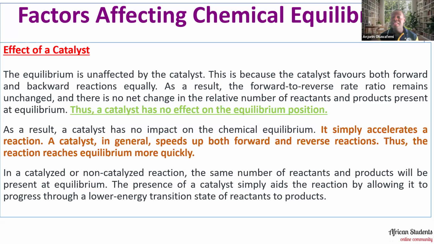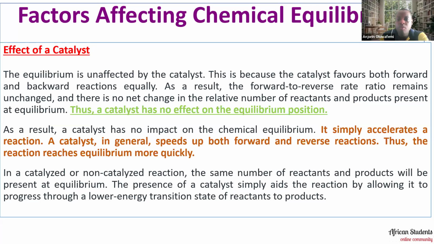As a result, a catalyst has no impact on chemical equilibrium. It simply accelerates a reaction. So a catalyst in general speeds up both forward and reverse reaction. Therefore, the reaction reaches equilibrium more quickly. And that's that for that.